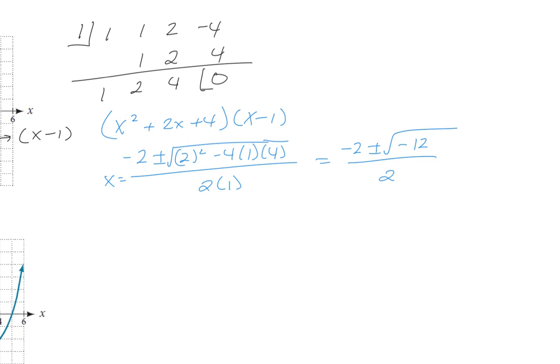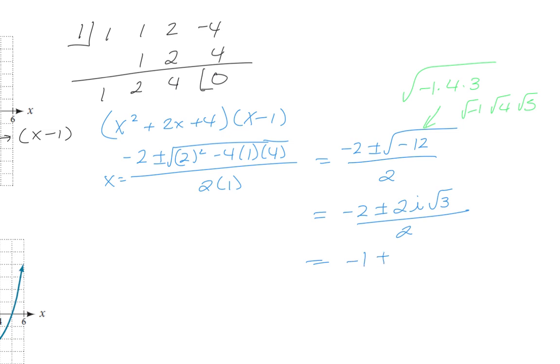But -12 is the same thing as -1 multiplied by 4 multiplied by 3, under the square root. The square root of -1 is i. The square root of 4 is 2. And the square root of 3 stays as the square root of 3. So this becomes -2 plus or minus 2i times the square root of 3, all over 2, which becomes -1 plus or minus i times the square root of 3.